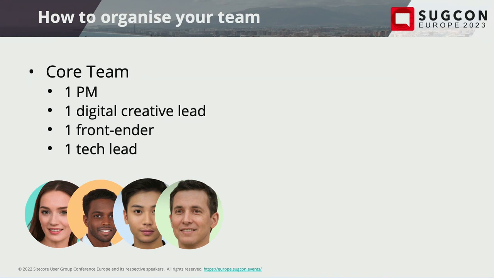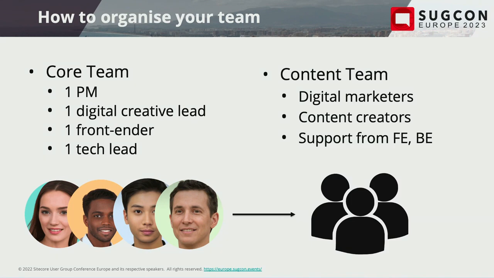creating a core team. Mainly, you will need one PM, a digital creative lead, a front-ender, and a tech lead in that team. Those guys will be responsible for building the foundation of all the things you're going to build in Sitecore Components. Once this is set up, they will hand over that part to the content team. The content team is, of course, digital marketers and content creators. You can have a little bit of support from front and back end if you want, but all the people who are responsible for creating content will be in that team. They will be the ones who will use that tool.